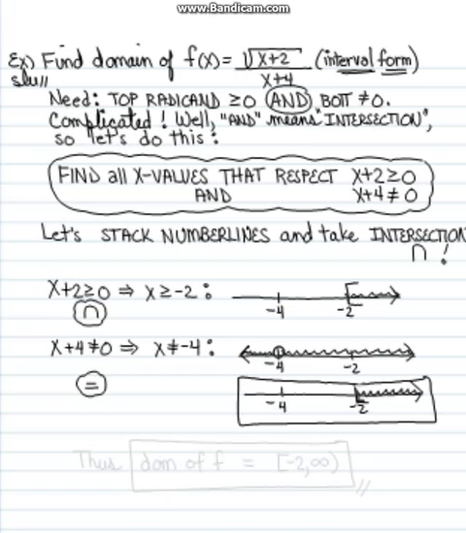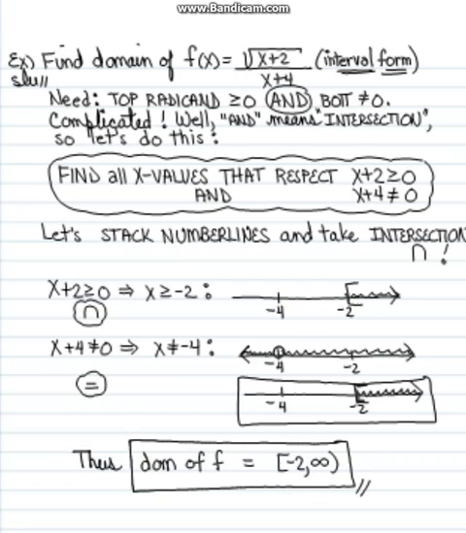Now write your answer. This is the domain, the picture of the domain. The domain of the function f in interval form is boxy bracket, everything from negative 2 to infinity with a round bracket at the end.